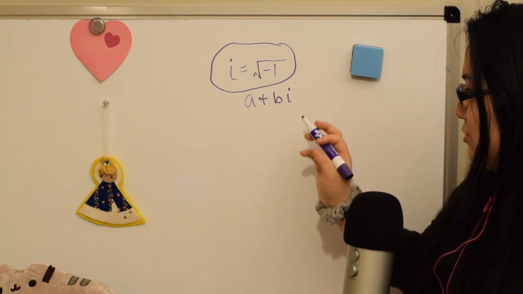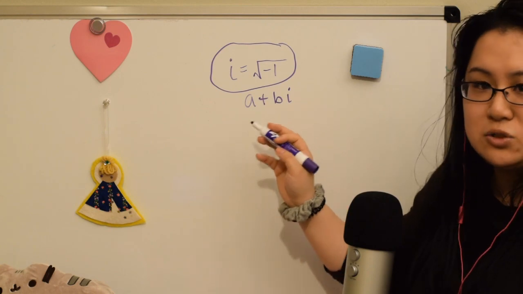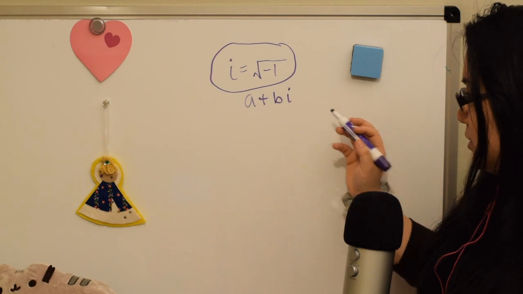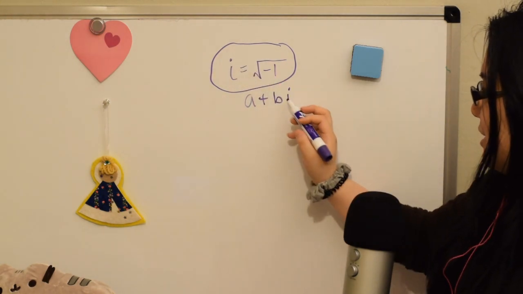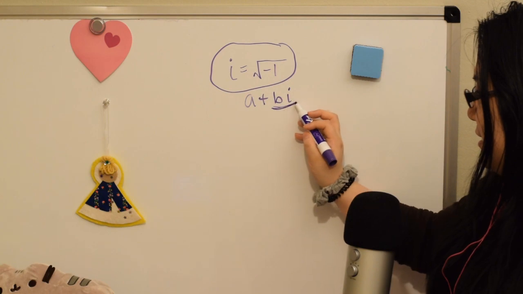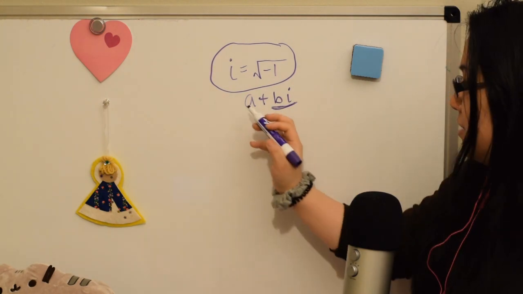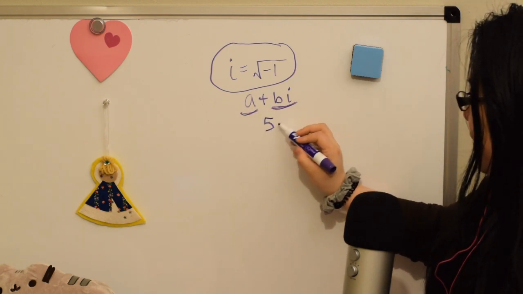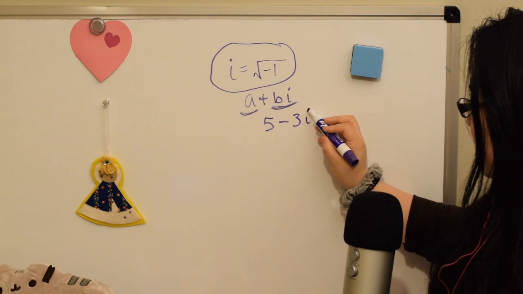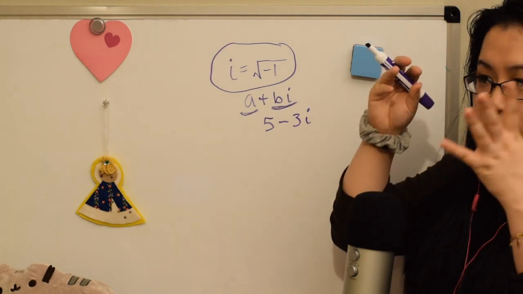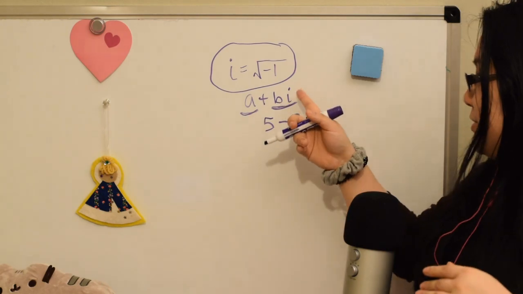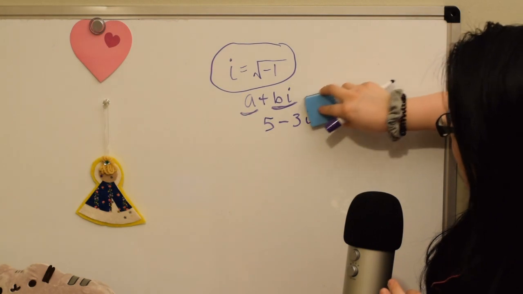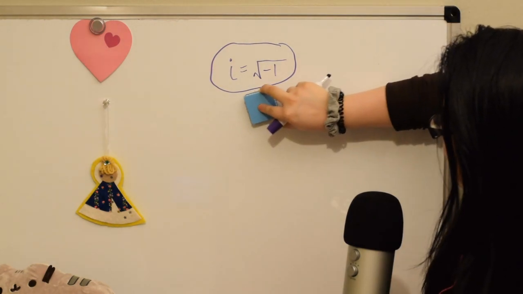I believe usually this is introduced in either advanced algebra or pre-calculus. But really, a and b are real numbers, and because we have this i part, the bi is the imaginary part, and a is the real part. So something like 5 minus 3i, that's a complex number. It has both a real part and an imaginary part. So i is sort of like my unit. We'll work with this more coming up for sure.